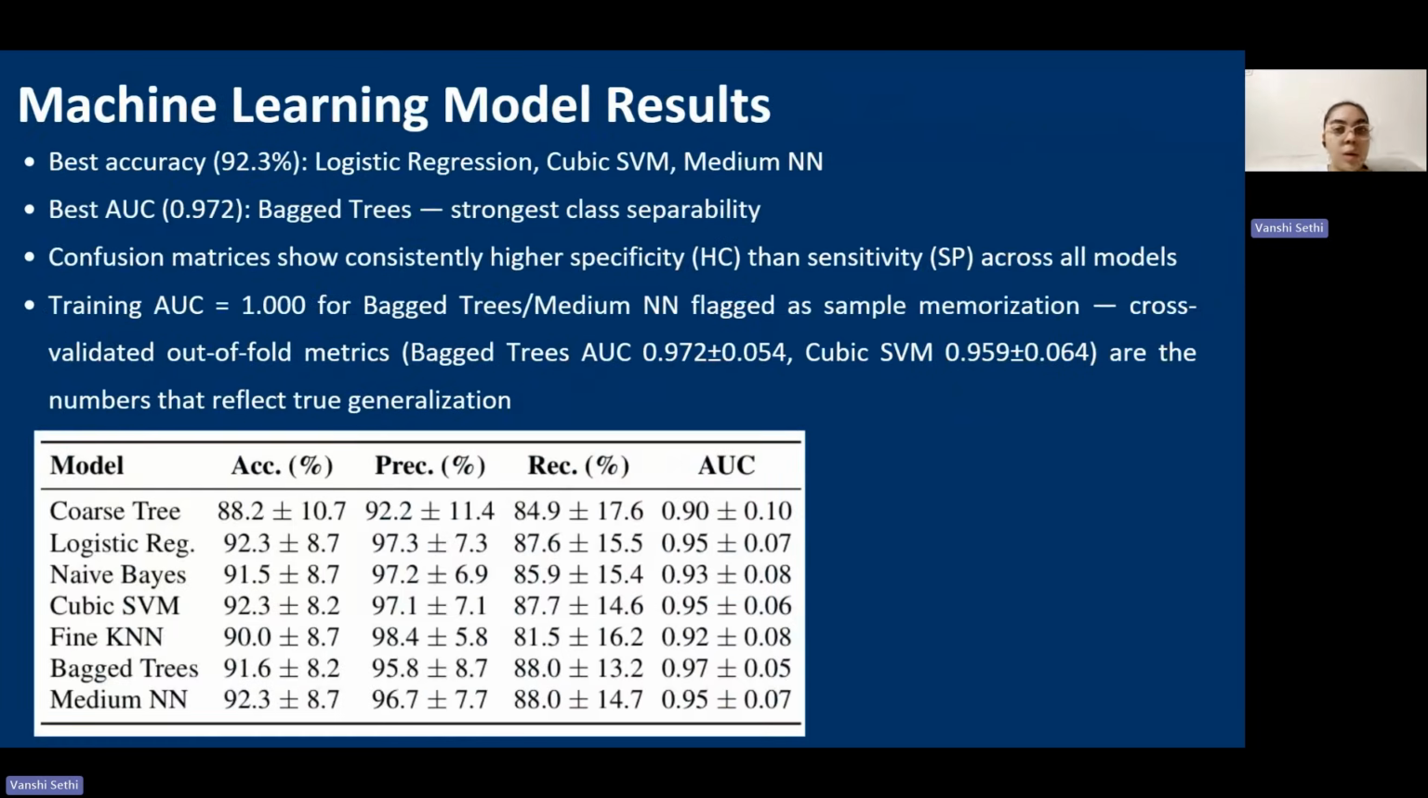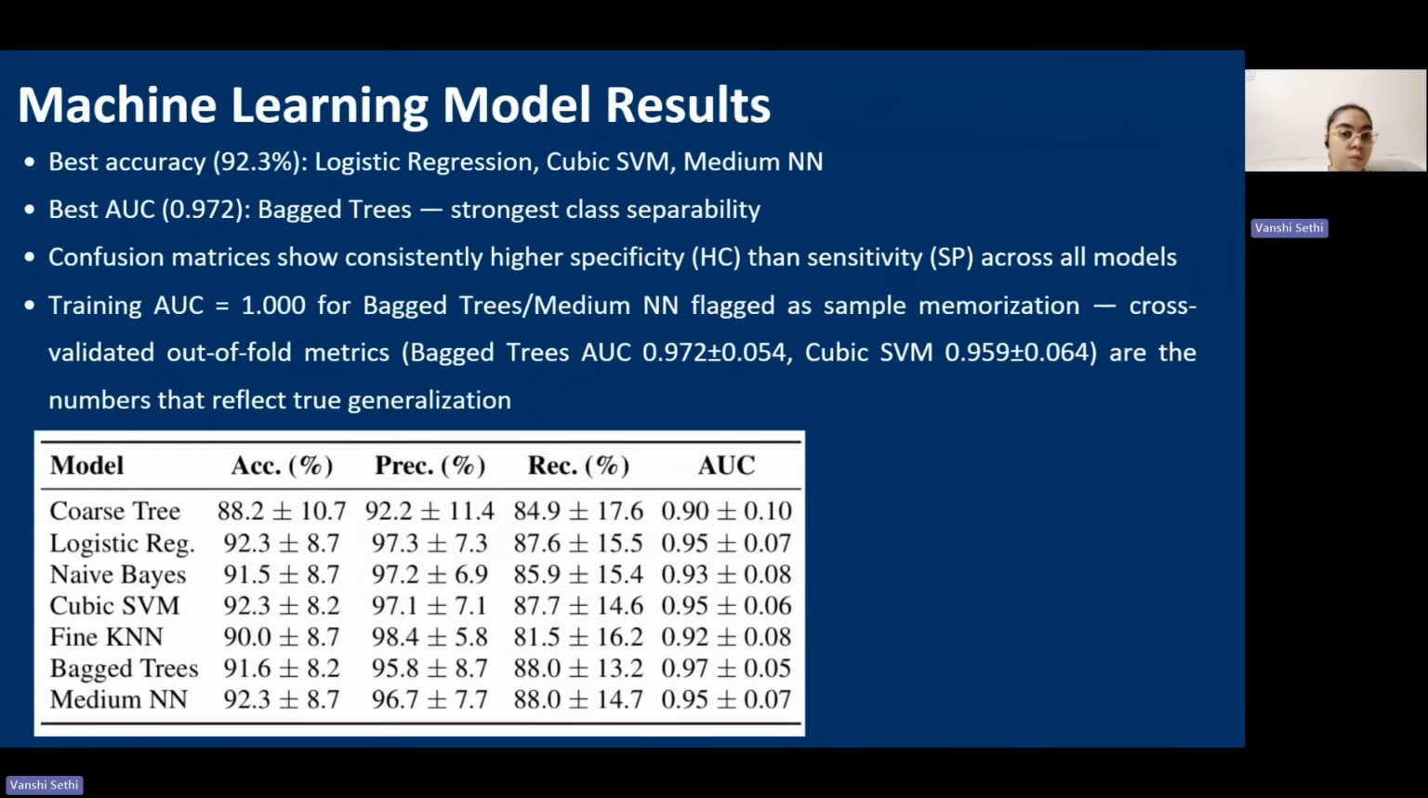After doing the machine learning, these are my results, you can see. The best accuracies were given by logistic regression, cubic SVM, and medium NN. So we cannot choose just one of them because all of them are equally useful. But if we want to select one, we can go towards AUC, that is the class separability. For class separability, we can see bagged trees work very well. It has the highest value for it. Before this part, I want to show you the codes I had done.